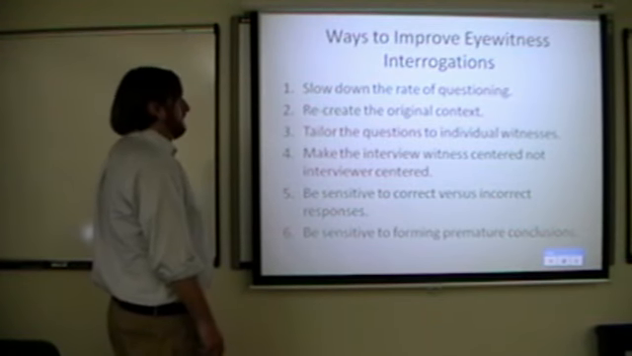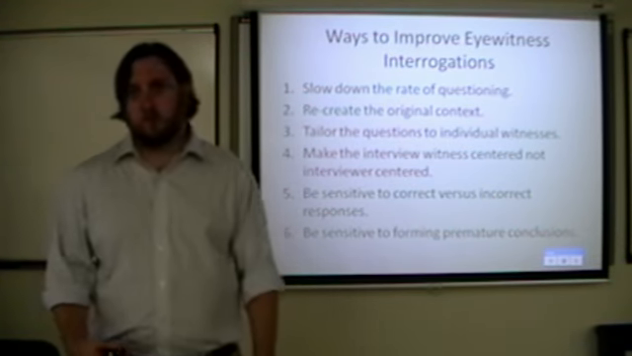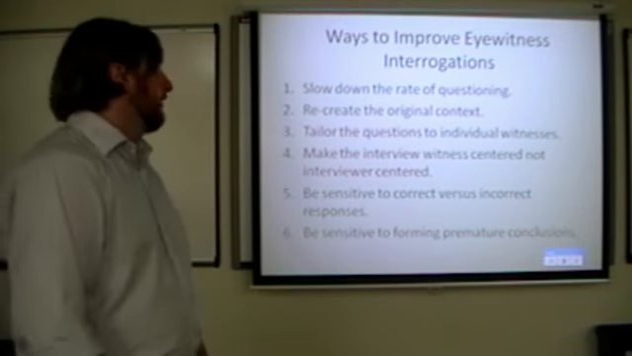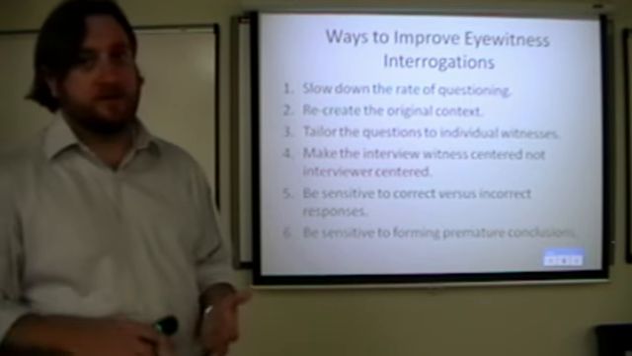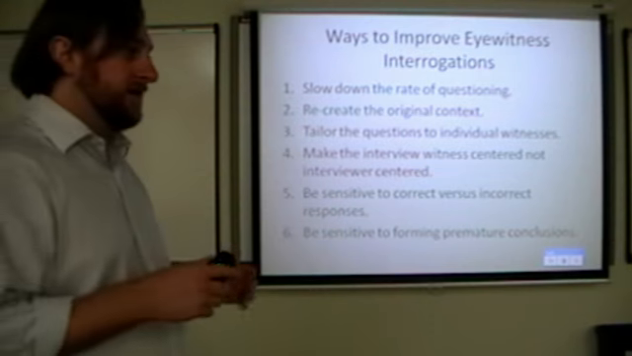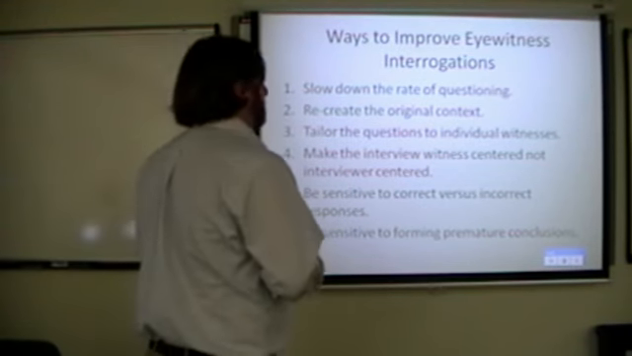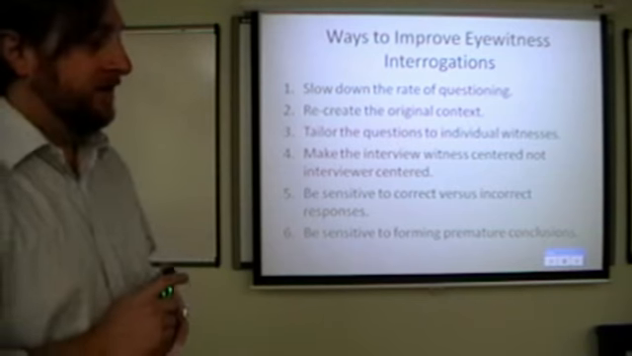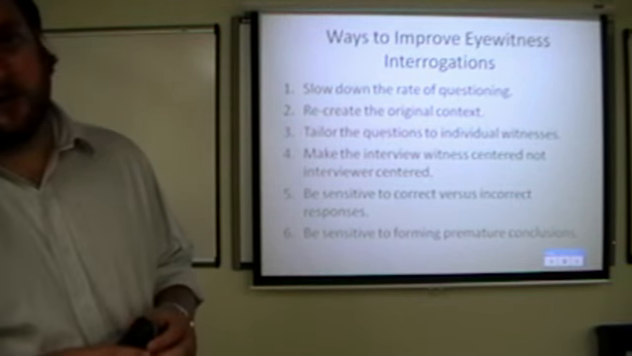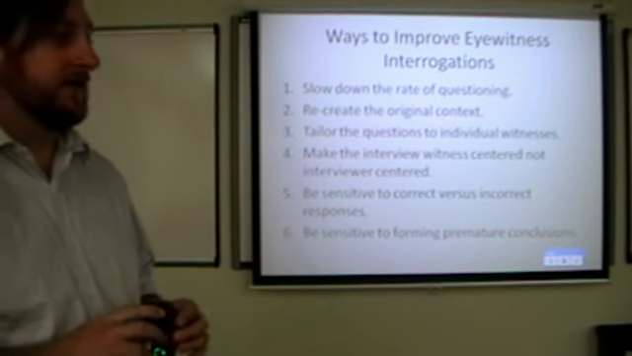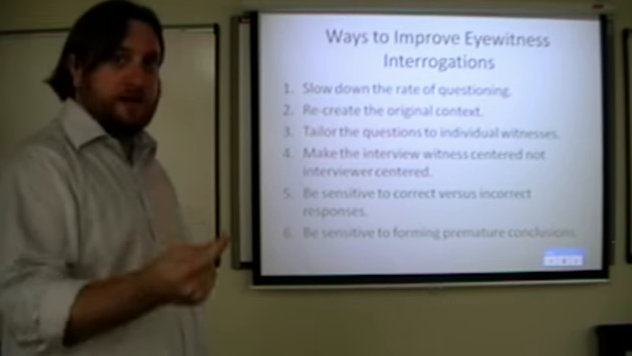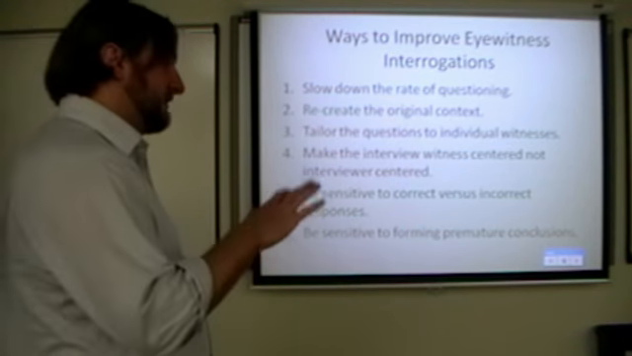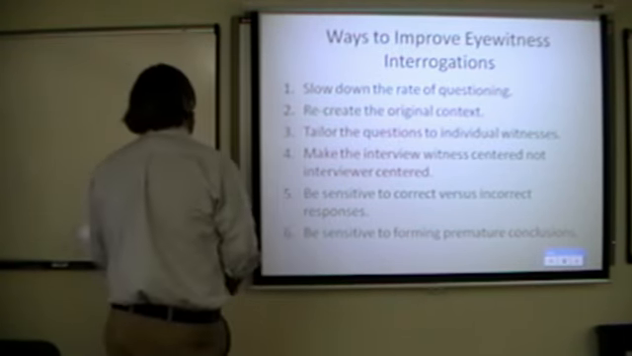So what can we do? Well, when we actually have somebody that's an eyewitness to a crime, we can slow down the rate of questioning. We don't need to get them to make statements about the identification of the individual right away. We've got time. You know, that TV show, The First 48, makes it seem like you have to have the information now. Well, that might lead to false convictions. So if we just slow down a little bit, that might be good.